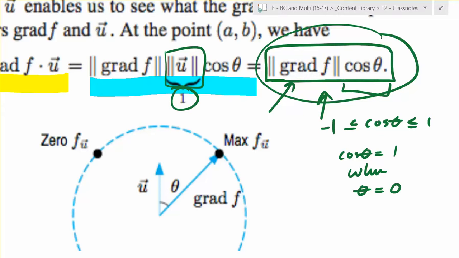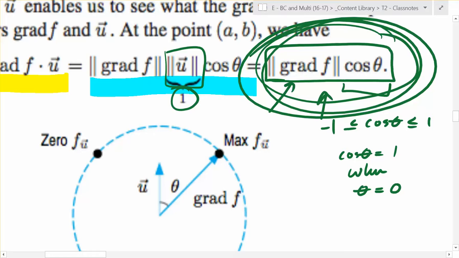So how would you make this maximized? What direction would you go in? You're choosing u. The gradient is fixed. The gradient's going like this, and you can go in any directional derivative you want. How would you maximize this right here? You would go in which direction? The same direction as the gradient. So the gradient points in the direction of maximum rate of change.